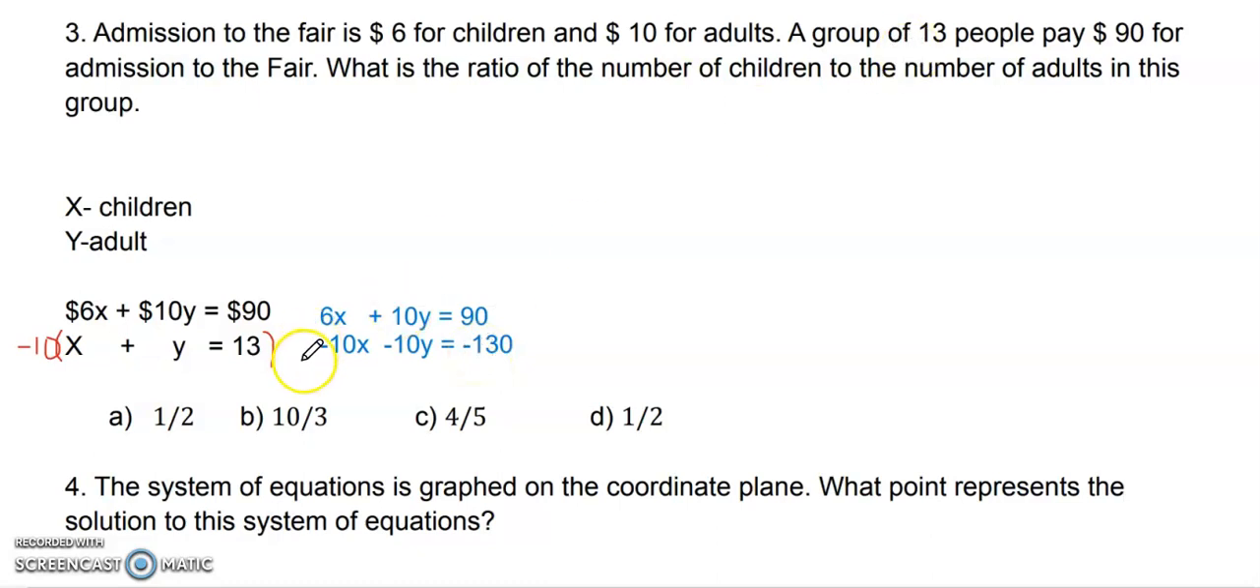Now I'm going to line these up like an addition problem. Okay, so 6 minus 10x becomes negative 4x. The 10y and the negative 10y will eliminate, so my y's eliminate. And then 90 minus 130 equals 40. Or sorry, negative 40.